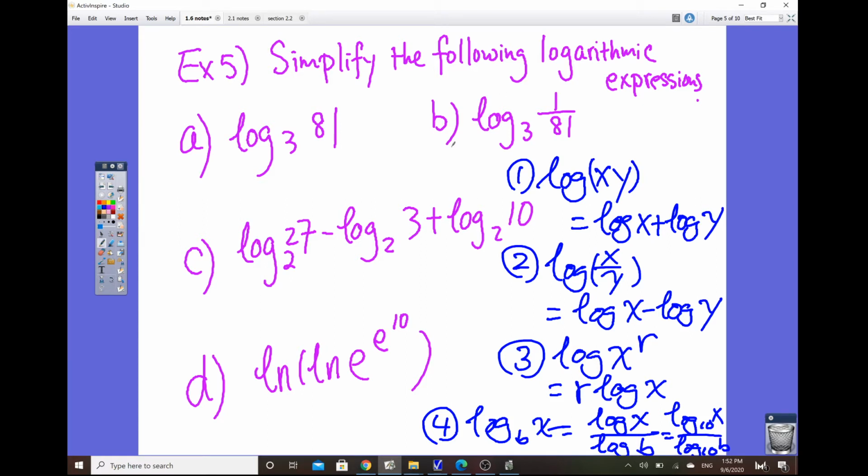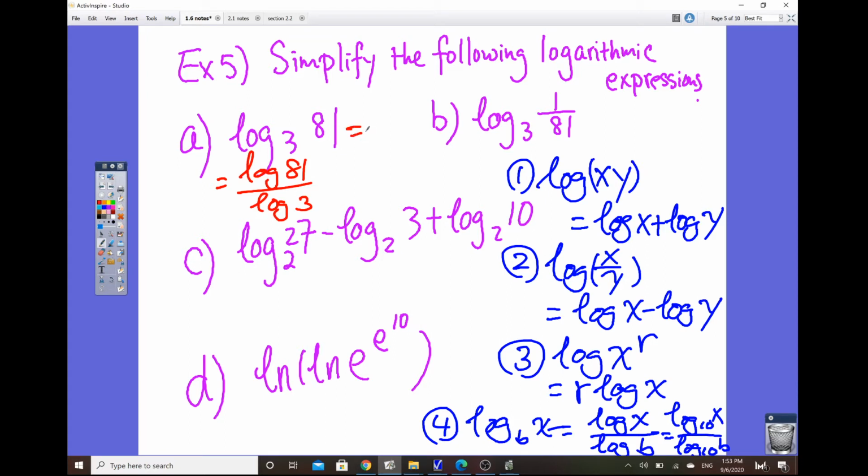Okay, now let me change the color of the pen so you can see and follow better. Let's use red. So log base 3 of 81. Another way I can rewrite it is log of 81 over log of 3. A lot of people might do that. Certainly you can do things like this, but here's another simple way to do it.